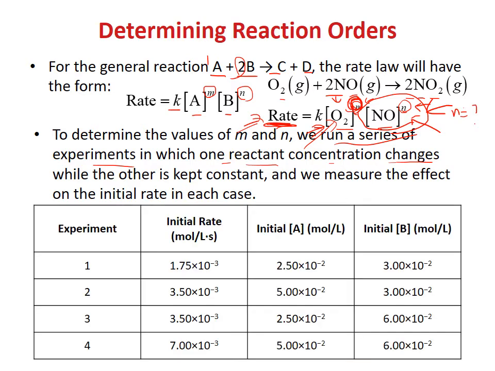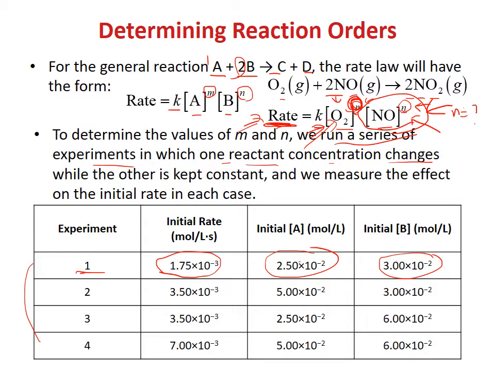So here are the results of 4 experiments. In experiment 1, we let the A concentration be 2.5 times 10 to the minus 2, and B is 3 times 10 to the minus 2. So we make this AB mixture with known concentrations. We measure the reaction rate, which is 1.75 times 10 to the minus 3.